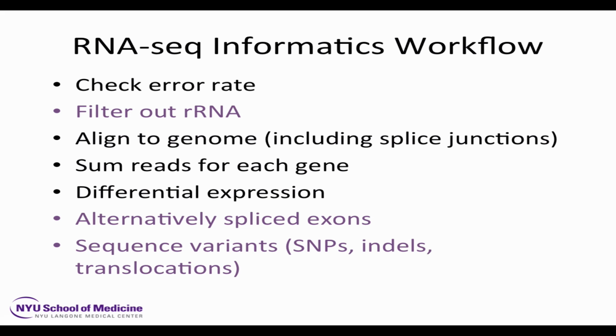Sum the reads for each gene, which means you need to set the boundaries for each gene. Measure differential expression. If you want, and you have annotation data that describes alternately spliced exons or alternatively spliced isoforms, you could compare those. You could also dig into sequence variants in your transcriptome. I'm not going to do either one of these things in today's workflow.